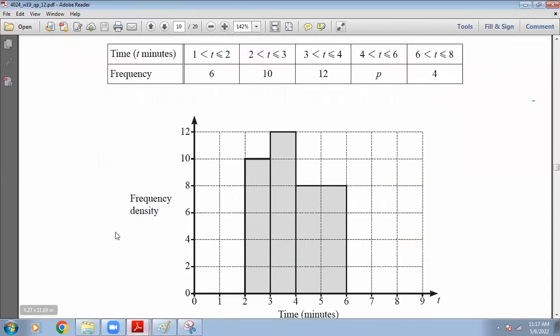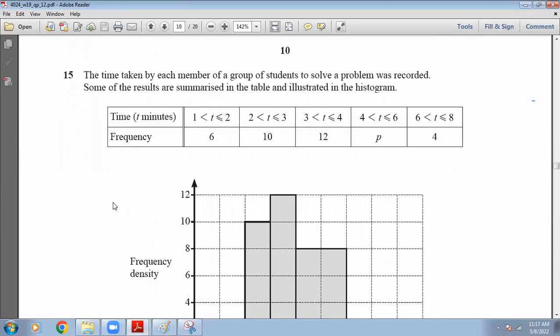Question number 15 is showing up on your screen. Here the time taken by each member of a group of students to solve a problem was recorded. The results are summarized in the table and illustrated in the histogram. So the time taken by 6 students is 1 to 2 minutes. From 2 to 3 minutes, 10 students. 3 to 4 minutes, 12 students. 4 to 6 minutes, P students. 6 to 8 minutes, 4 students.